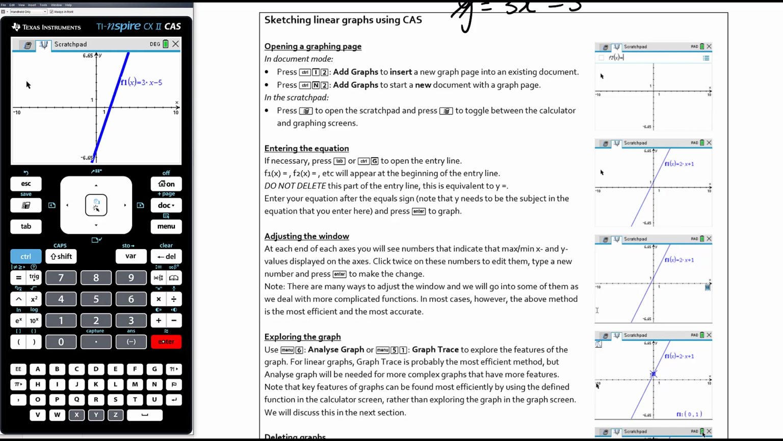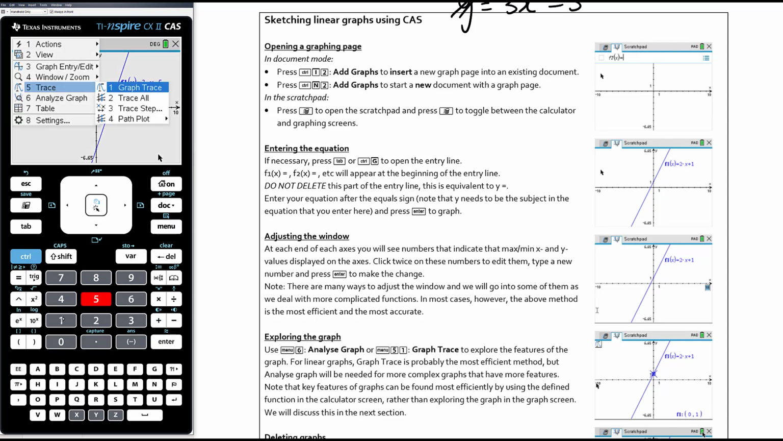Okay, so if necessary, we might adjust the window. Let's come back to that. I'm going to change the graph to something else and I'll come back to that. We can explore our graph, that is find the key points, in a couple of different ways. We can use graph trace, menu 5.1 for graph trace.